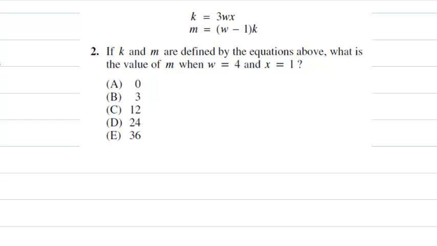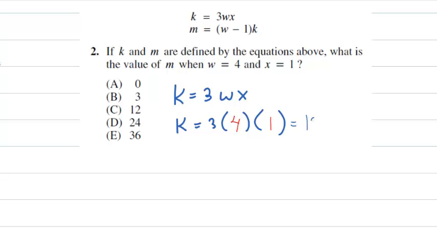Here's a problem from College Board's 2007 practice test. K and M are defined by the equations above. What's the value of M when W equals 4 and X equals 1? They're telling us that K equals 3 times W times X. So K equals 3 times W times X, and we're going to fill those in. W is 4, X is 1. Therefore, K equals 3 times 4 times 1, which is 12.